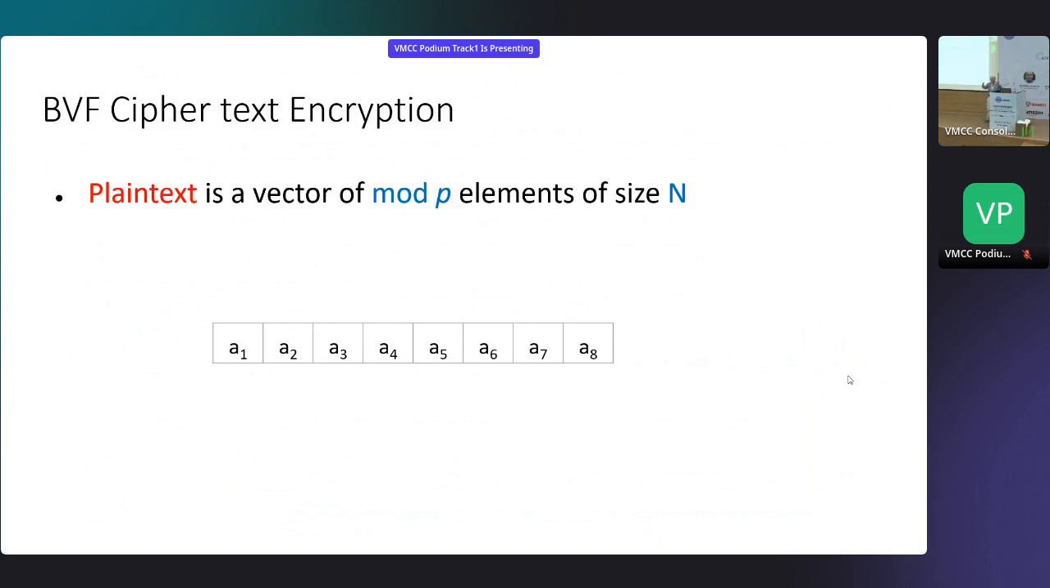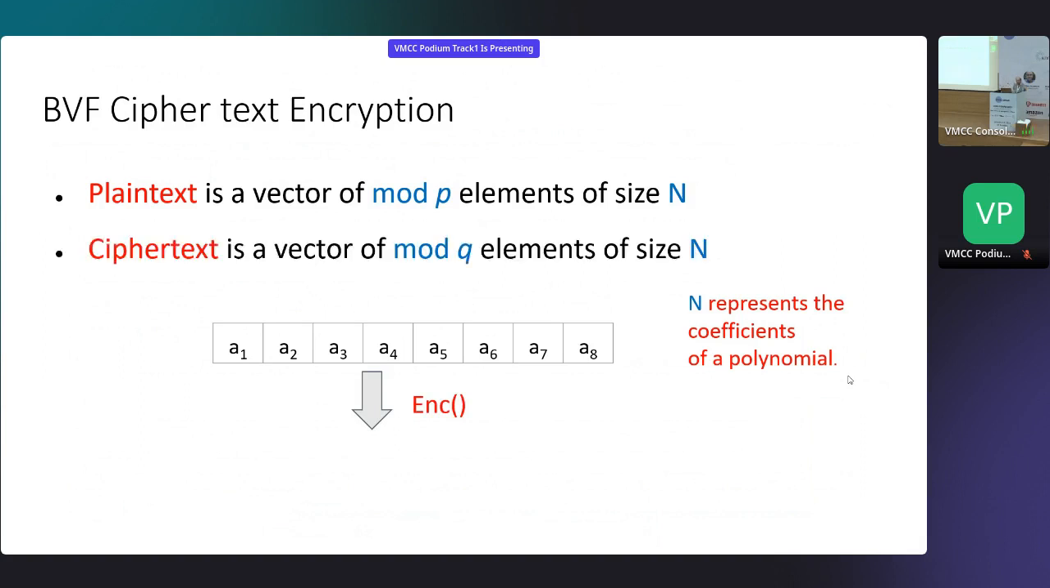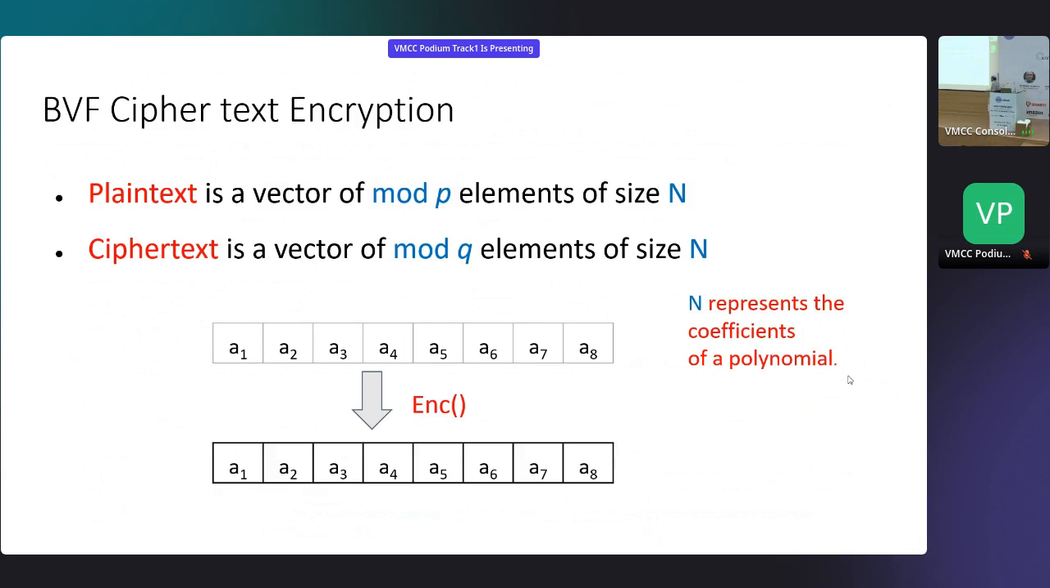So if I have a text, I end up breaking it up into enough components. If I need N to be bigger, I'll pad it with some empty stuff. And basically, it represents a polynomial of degree N, where those are the coefficients, these eight entries. Eight is capital N here. So the entries, which are all modulo p, are going to be the coefficients of a polynomial of degree N. You encrypt it into a ciphertext, which again has N entries, the same size, but the entries are modulo q. So it's a different size of domain.